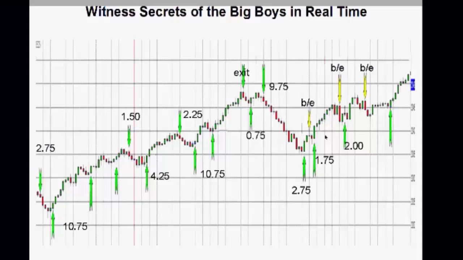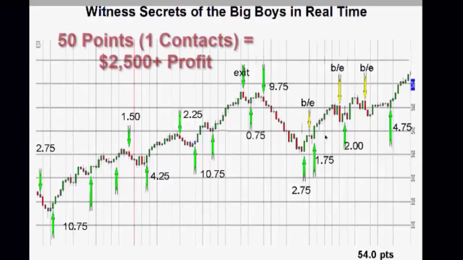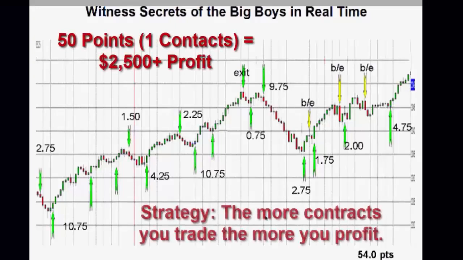We broke even on that trade, and then the last trade of the day, we went up for almost 5 points. This was a really, really good day, 54 points on this day. Yeah. Huge day. Now, of course, that was a good day.